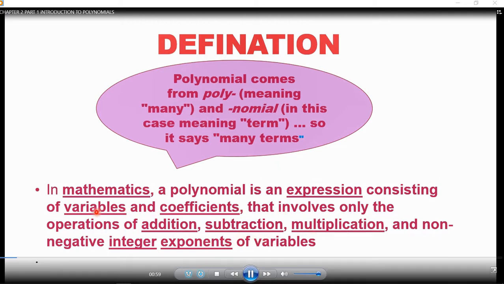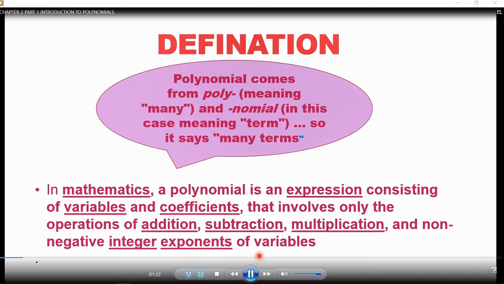We will learn about variables and coefficients, and we will also learn about exponents. You know what exponents mean, powers. But in a polynomial, we have non-negative powers. Negative powers of variables are not possible in a polynomial.